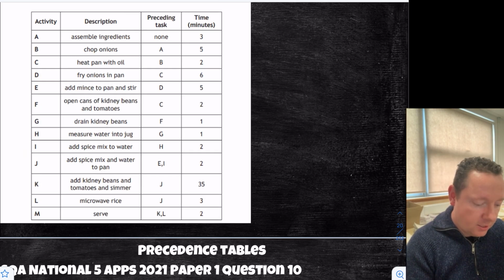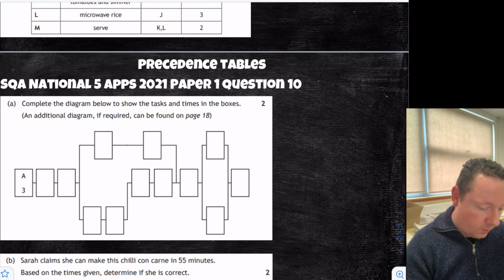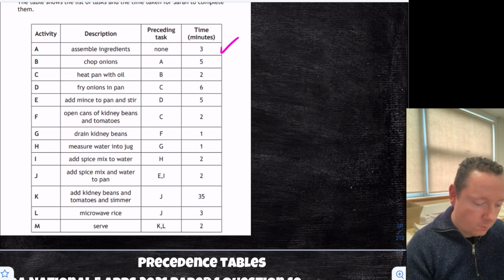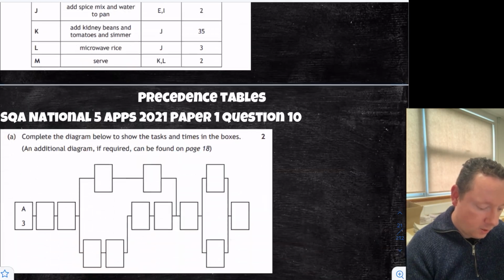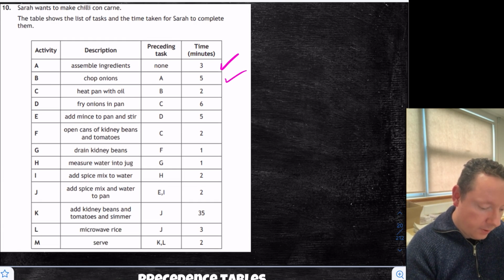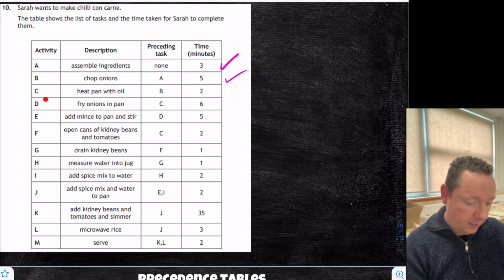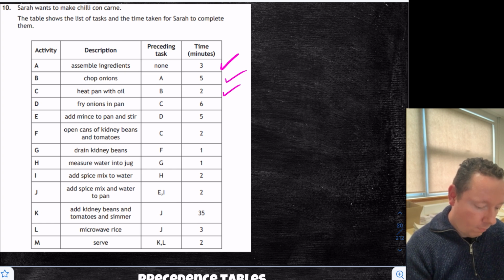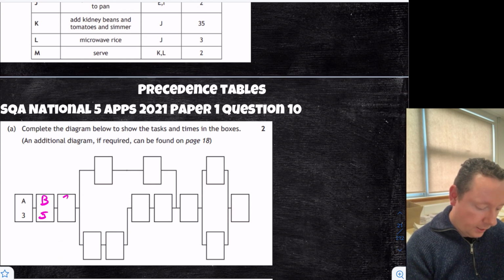The first task, it says nothing before it. So that's A, that goes in the first box, and it takes 3 minutes. So there's A and 3, it's already been done for me, and then we check what comes after A. So preceding task is what we're looking for. A, that is B, and B takes 5 minutes. So I can note B and 5 as the next box. And then what comes after B? Well, preceding task is B, that's C, and that takes 2 minutes. So we've got C and 2 minutes.